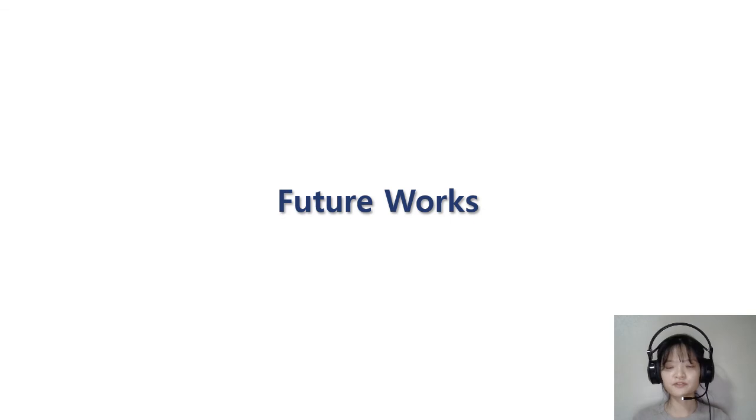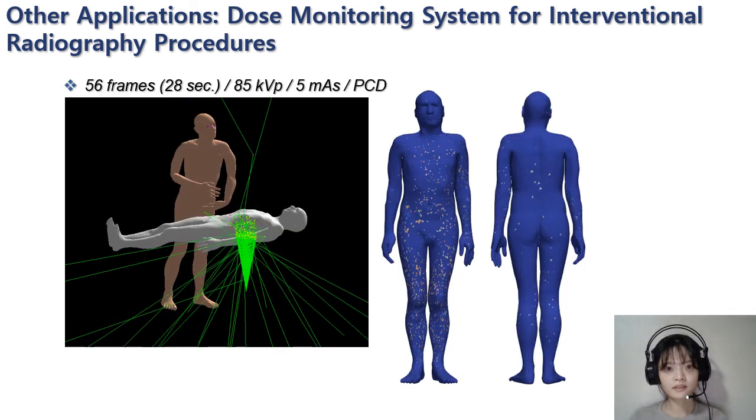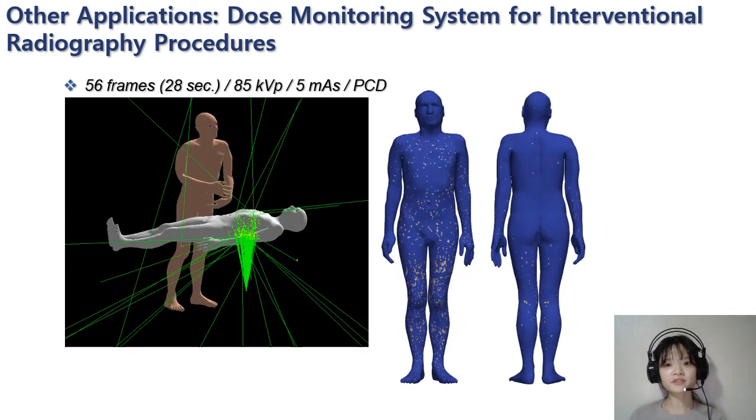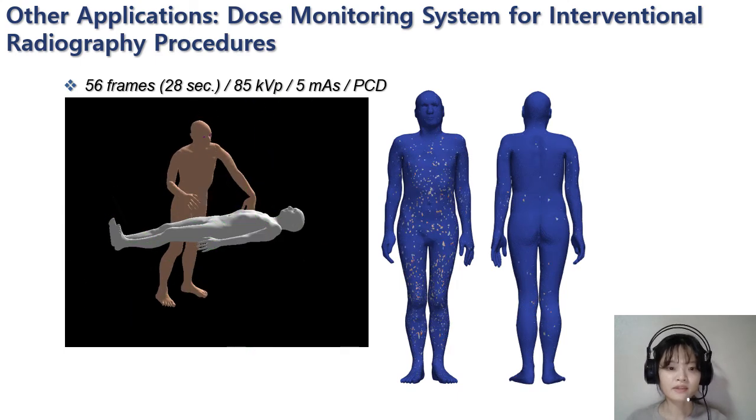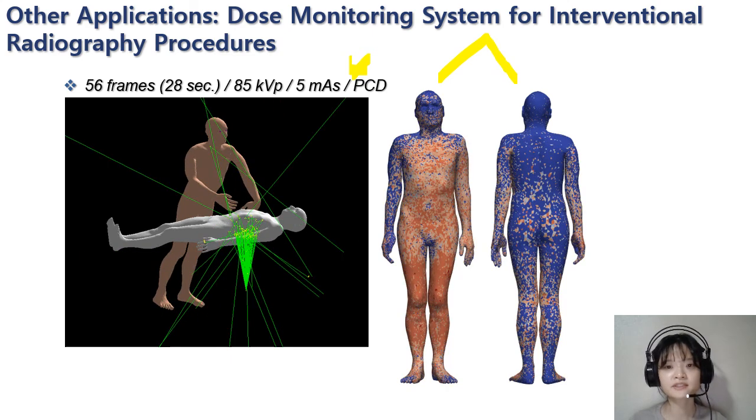Now I'll move on to the future works part, which is the plans to further develop this topic. Firstly, we will work on other applications. The application we are currently focusing on is a dose monitoring system for interventional radiographic procedures. This shows the dose calculation for a treatment called PCD. This one here shows the particle transport in Geant4, and this shows the skin dose distributions. Red shows the high dose, and blue shows no dose at all. From this demo program, we could see the feasibility of a dose monitoring system.